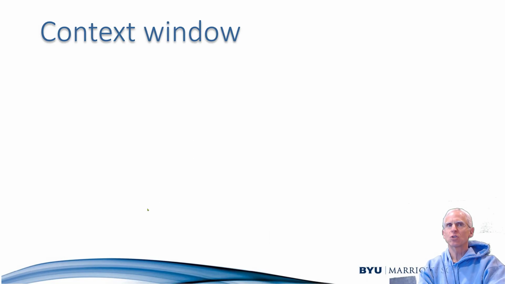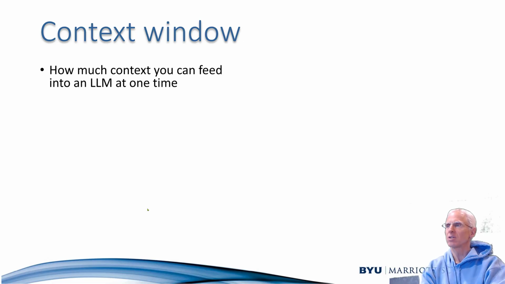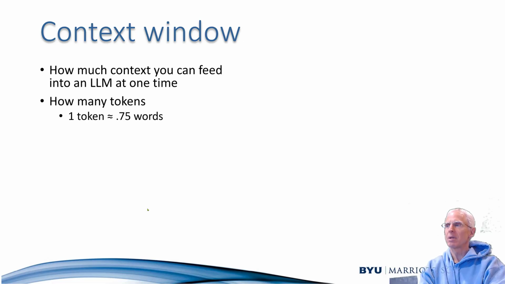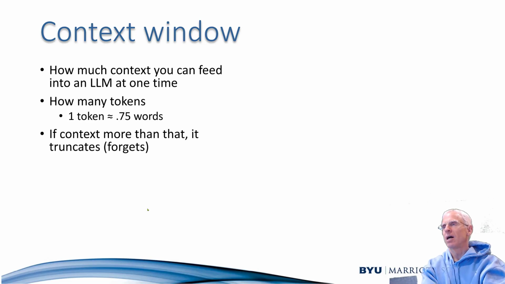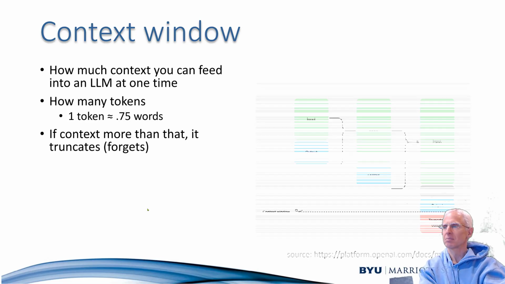All right, the context window is how much context you can feed into a large language model at one time. How many tokens? And remembering that tokens are not the same as words, that some words have an exact token representation, but other words have to be broken into more than one token, especially things like maybe proper nouns or stuff like that. If the context is more than the context window, it just cuts it off, it forgets it. Although there are techniques we use now to kind of have a dynamic context window. We'll look at some of those, I think, in a later slide.